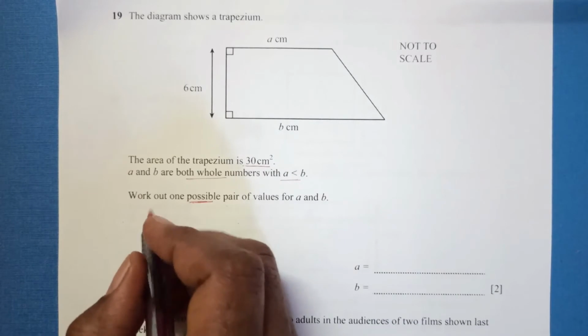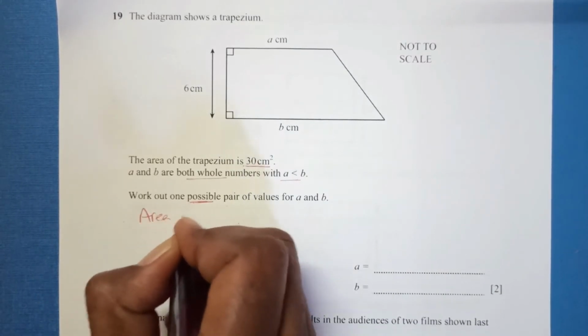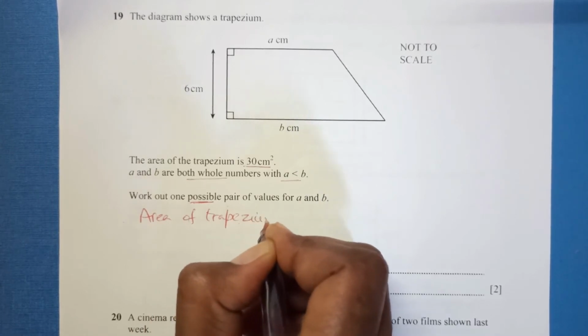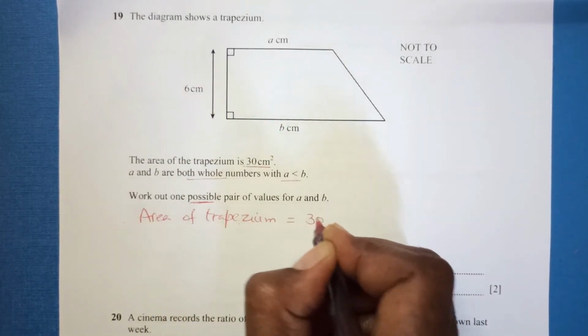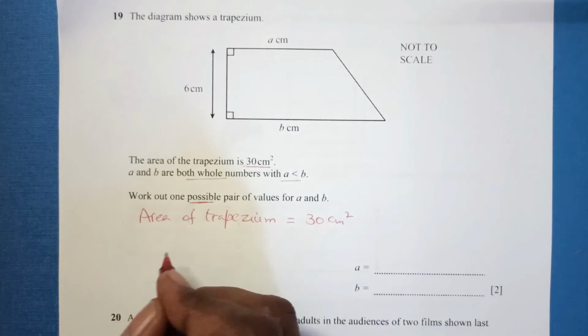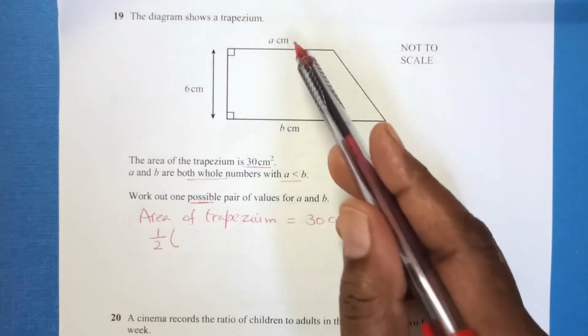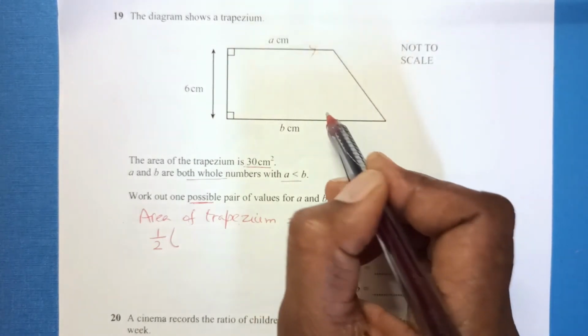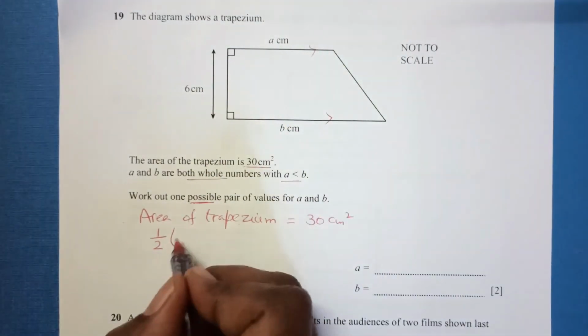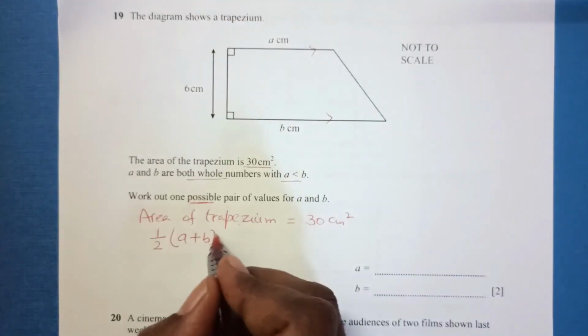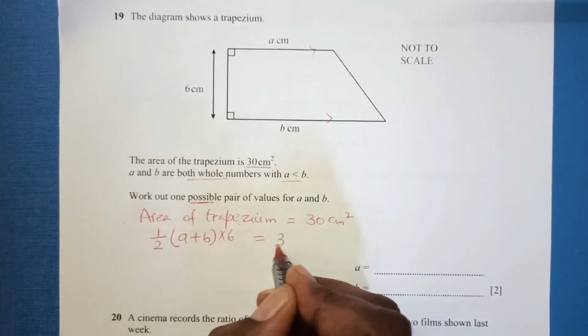So we are given the area of the trapezium, 30 centimeters squared, and the formula for the area of a trapezium is half the sum of the parallel sides times the height. These are the parallel sides because of the 90 degree angles here. So half times (A plus B) times the height, which is 6, equals 30.